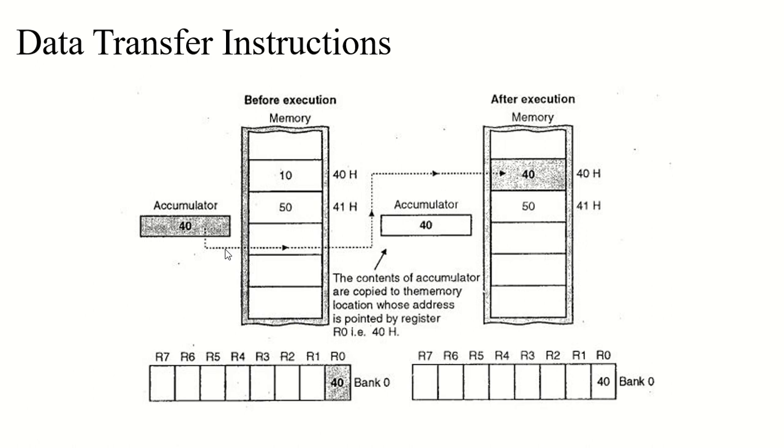So the content of the accumulator is copied to the memory location whose address is pointed to by register R0. So what address is pointed to by R0? 40. What value does the accumulator have? 40. So in 40H, the 40 of the accumulator will be copied. So now 40 is copied at the memory location, and after execution the content of the accumulator will remain as it is. As you can see, the content of the accumulator, 40, remains the same before and after the execution.